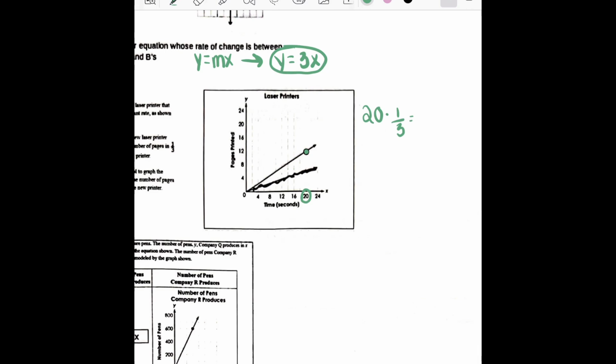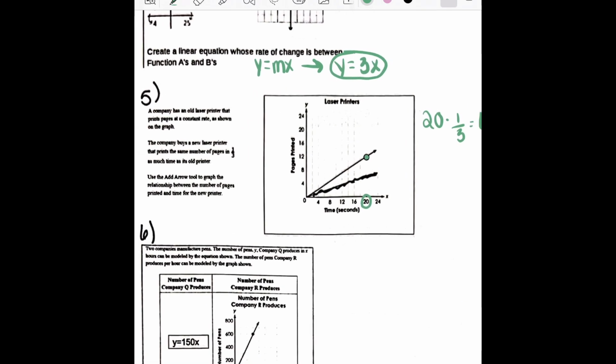You could also do 20 divided by 3 if you wanted to. And that's going to get you an estimate of about 6.6 repeating. We're just going to call it almost 7. So the new printer can print 12 pages out in about 6.6 repeating.